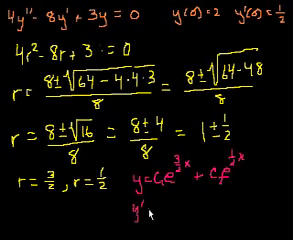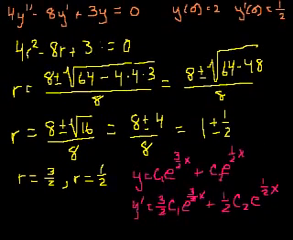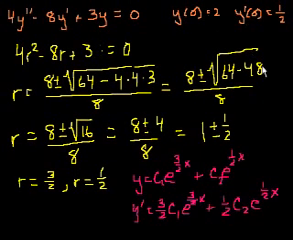y prime of our general solution is equal to 3/2 times c1 e to the 3/2 x, plus the derivative of the inside, 1/2 times c2 e to the 1/2 x. And now let's use our actual initial conditions. I don't want to lose them. Let me rewrite them down here so I can scroll down.